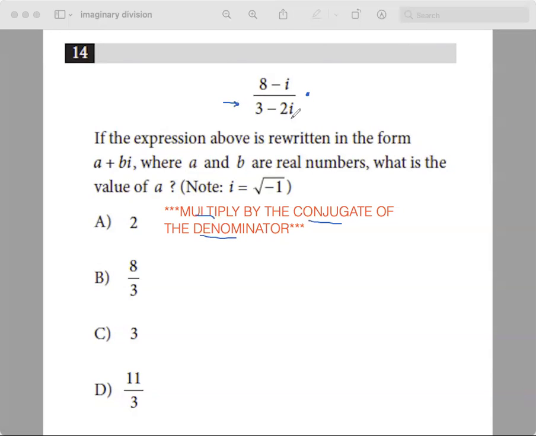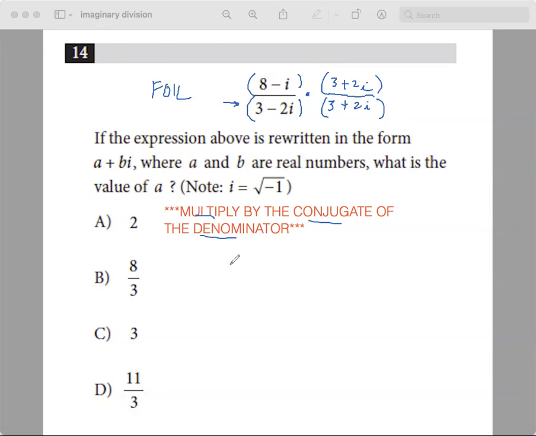So here's the denominator. The conjugate is 3 plus 2i. And you want to multiply by 3 plus 2i over 3 plus 2i, because that basically equals 1. And you're always allowed to multiply anything by 1. Now, keep in mind, when you multiply fractions, we have to multiply the top by the top and the bottom by the bottom. So we're going to have to do some FOIL action here, right? FOIL the top and FOIL the bottom.